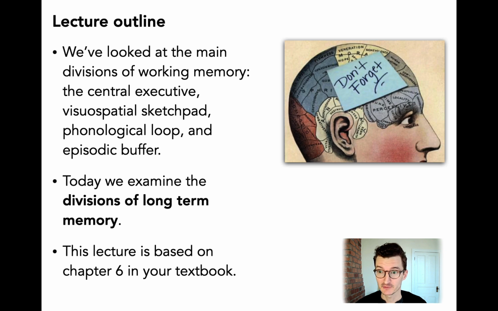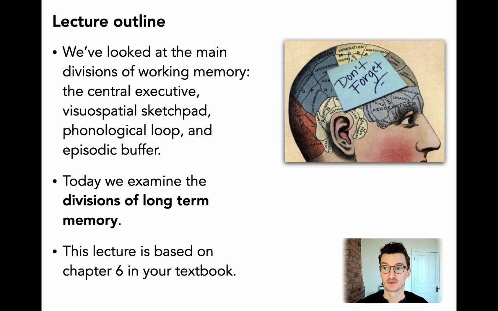So far in the class, we've looked at the divisions of memory. We've discussed at length Atkinson and Shiffrin's modal model of memory, which proposes that we have sensory memory, short-term memory, and long-term memory. We discussed the idea that short-term memory needs to be revised so that it's more dynamic. And so we now think of short-term memory as working memory, and working memory has several different components to it. We discussed the visual spatial sketchpad, the phonological loop, and the episodic buffer.